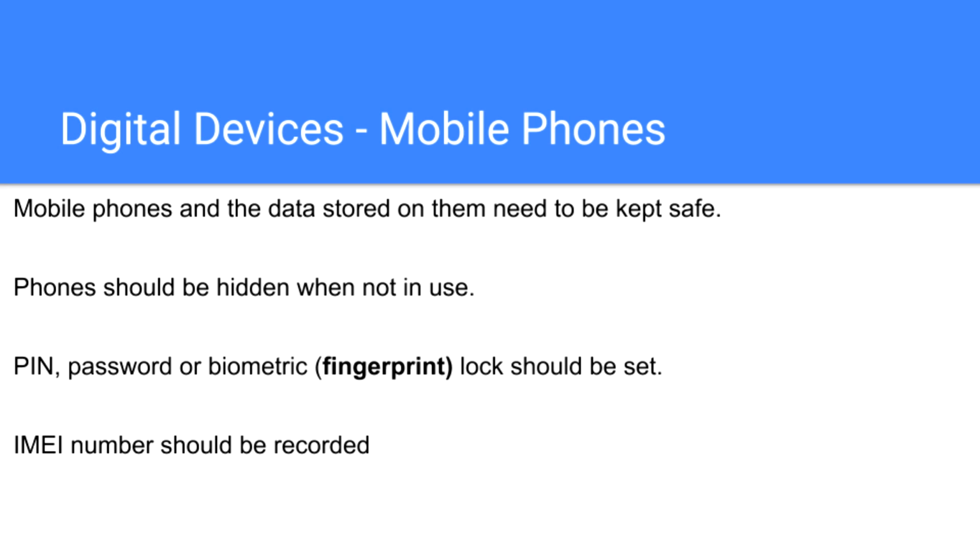Mobile phones and the data stored on them need to be kept safe. Phones should be hidden when not in use to prevent theft. A PIN, password or biometric lock should be set, and the IMEI number should be written down elsewhere so that the mobile provider can block the phone if it is stolen.